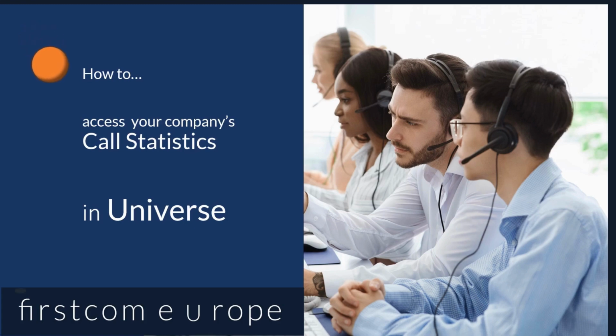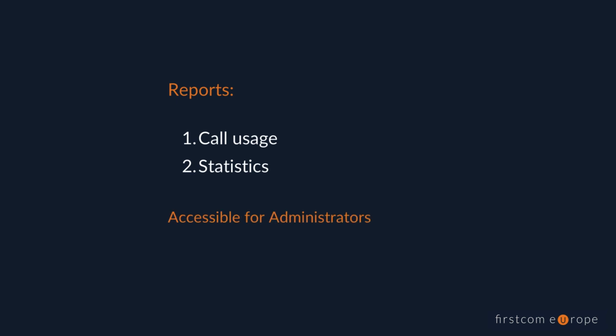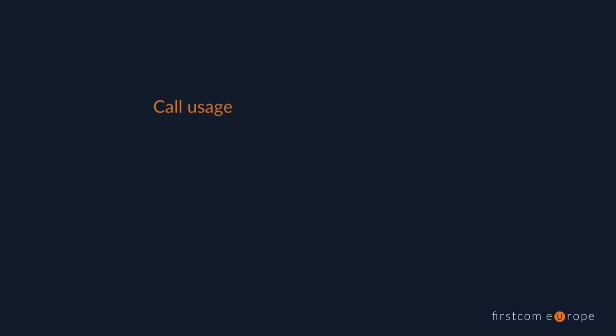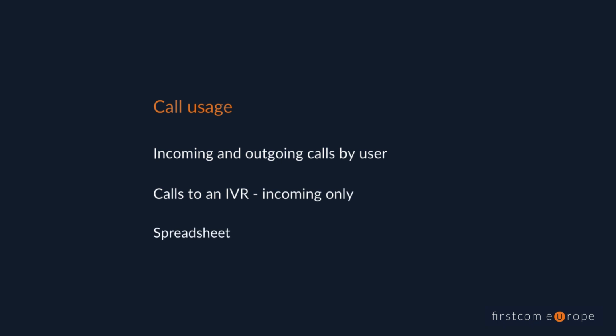In this video, I'm going to show you how to access call statistics for your company's Universe communication system. Administrators of the system have access to two sets of reports: call usage and statistics. The usage function allows the administrator to produce a detailed list of both incoming and outgoing calls for individual agents or users in their company, and for calls that come into an IVR.